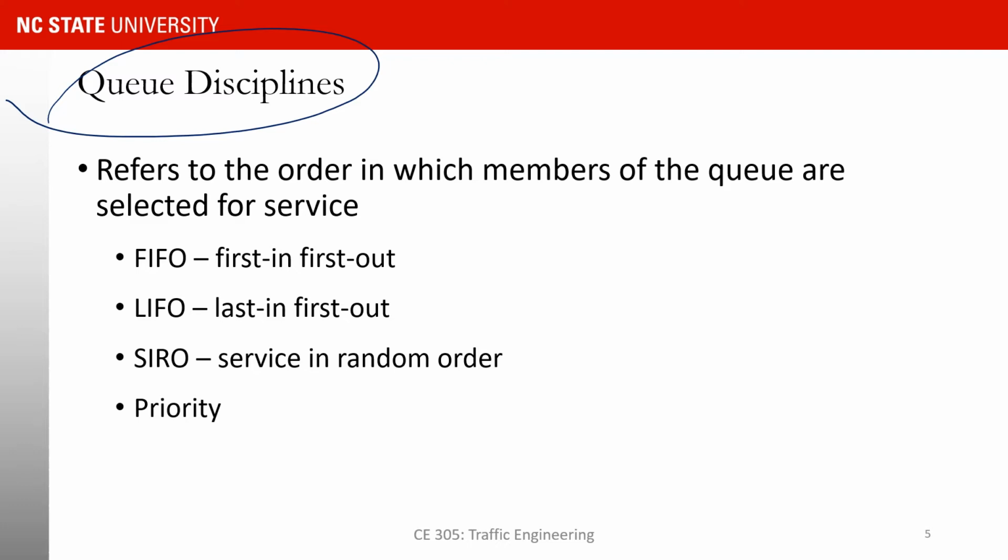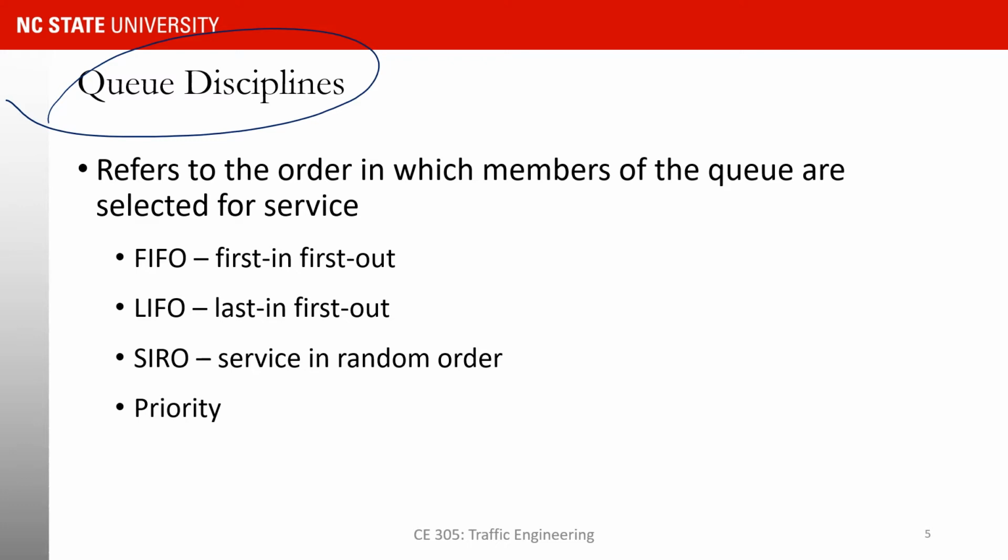We can have last in, first out. So the last person in queue is the first person who's going to receive the service. Can you think about a good example for a last in, first out or LIFO? Think about it. And I'm going to talk about examples later on in another slide.